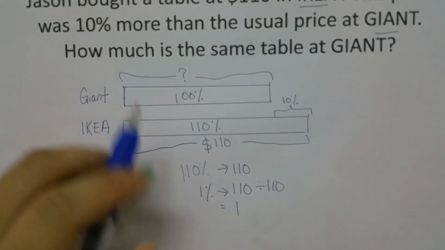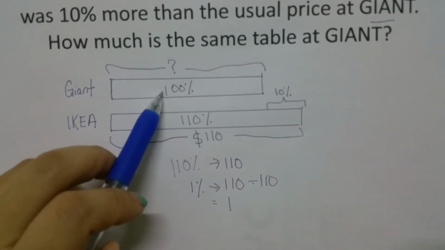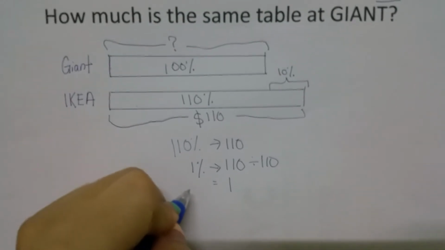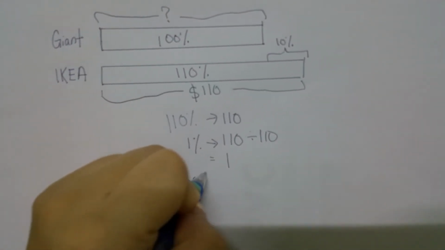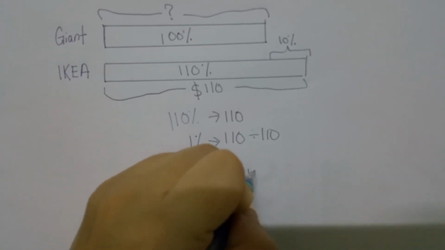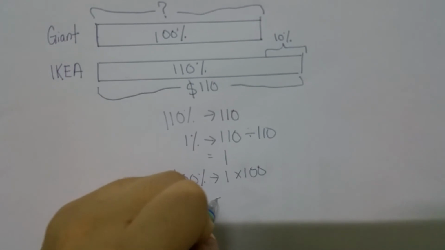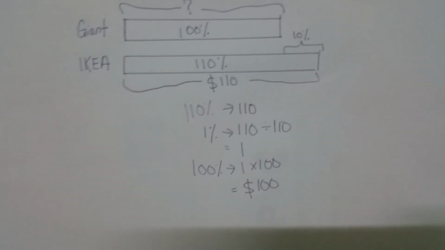So finally, because we want to find how much is the same table at Giant, and Giant is 100%, so let's find what is 100%. So 100% is 1 times 100. Therefore, the price of the table is actually $100.